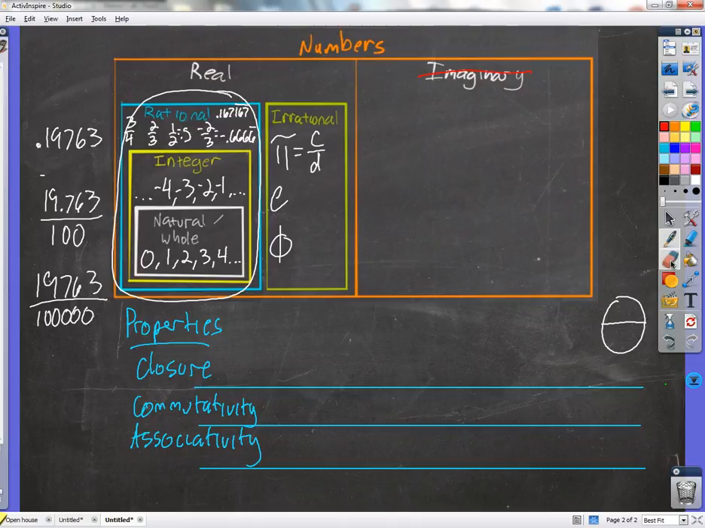Okay, so in dealing with these rational numbers, which are real numbers, there are some properties that they have. Properties that real numbers have over their operators. You know what the operators are in real numbers? What operations can you do?